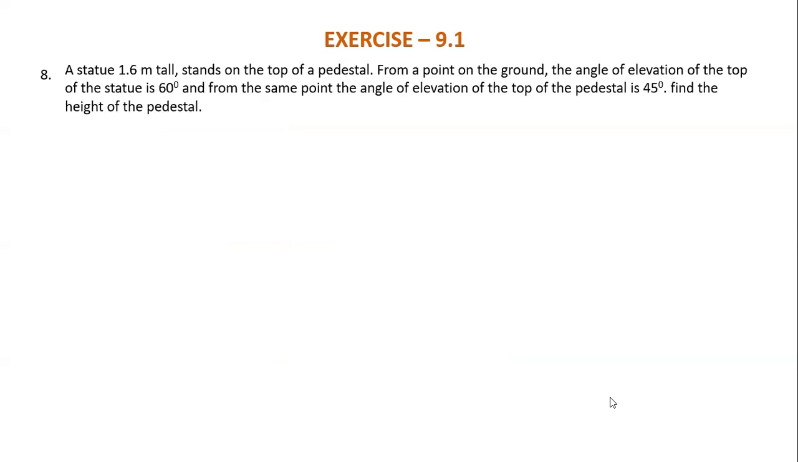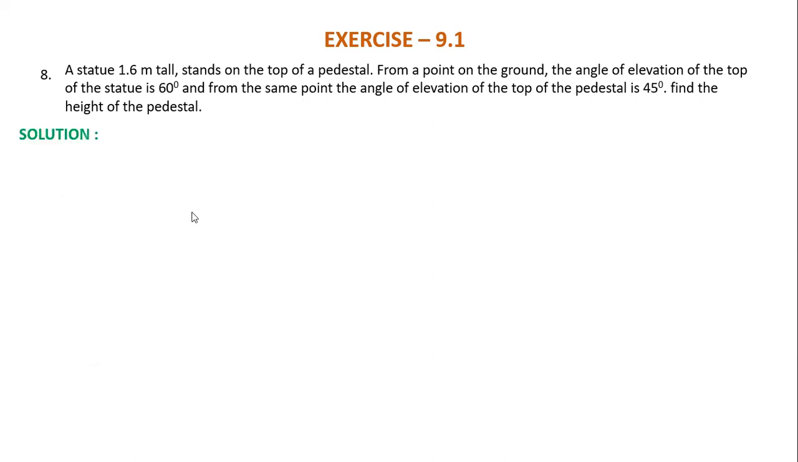8th question. A statue 1.6 meters tall stands on the top of a pedestal. From a point on the ground, the angle of elevation of the top of the statue is 60 degrees. And from the same point, the angle of elevation of the top of the pedestal is 45 degrees. Find the height of the pedestal. Pedestal is something which is below. If you have seen statues, there is a structure down, and on top of the structure there is a statue. So the bottom part is the pedestal.